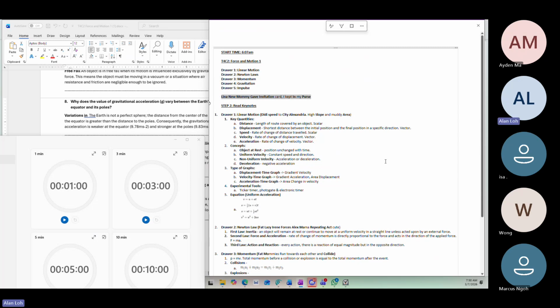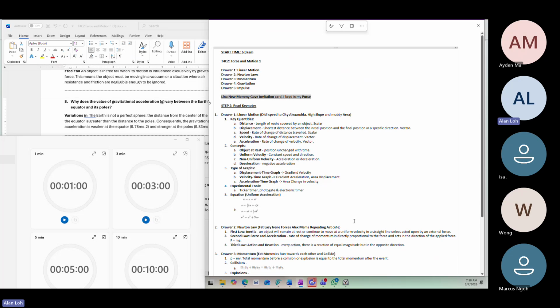Once you explain that, then you can break down into different drawers. And that is where the drawings play a role. Then you can start to explain to one of your classmates what linear motions are. In that drawing, remember the drawing where you have TT speeding to the city of Alexandria. So you can explain slowly.